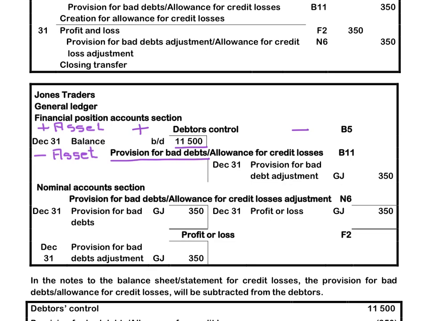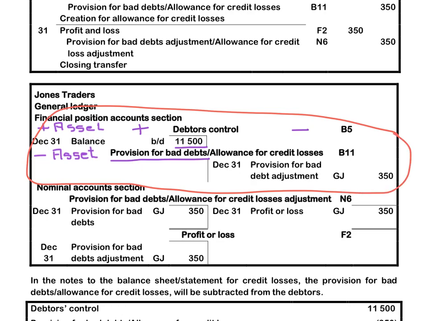But because we don't know who are the people who will not pay, and your debtors control account must be a summary of the entries in your debtors ledger, you cannot record it on the credit side of the debtors control. So we open a separate account for provision for bad debts, but these two accounts actually form a unit. The debtors control is the debit side, and the provision for bad debts is the credit side.